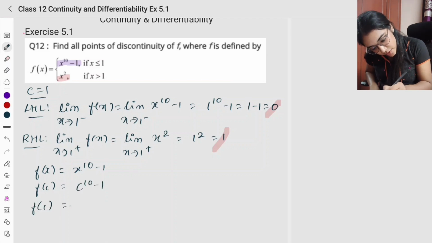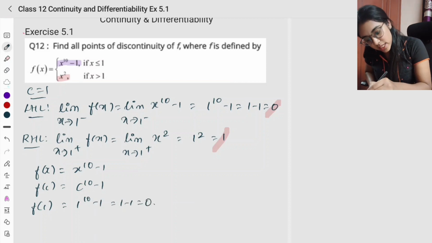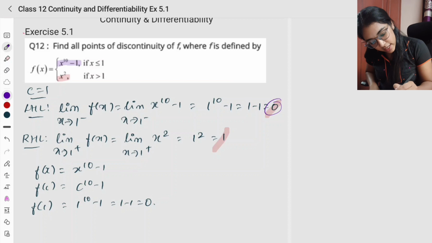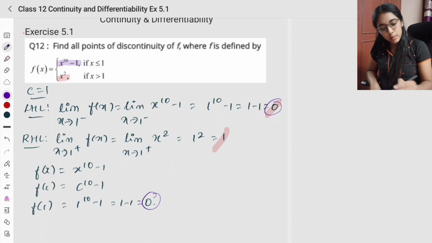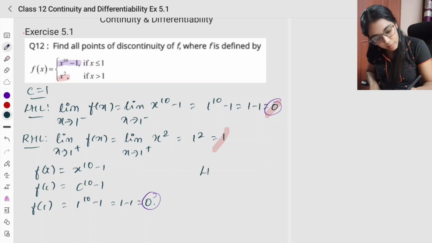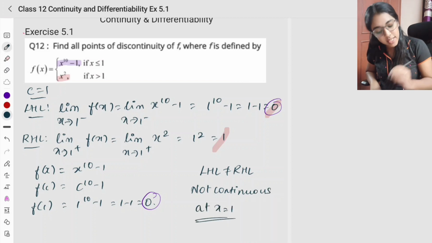f of 1 is going to be 1 to the 10 minus 1, which is 0. So you see that this value and this value are equal, but the left hand limit is not equal to the right hand limit. So it is not continuous at x equal to 1. So at x equal to 1, not continuous.